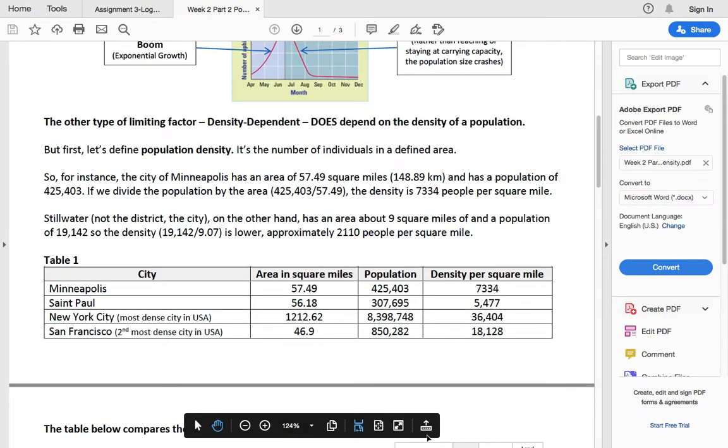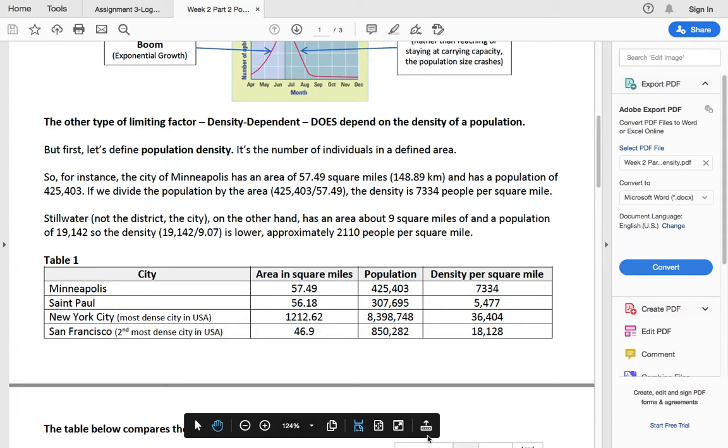The other type of limiting factor is density dependent. This is a factor that does depend on the density of a population. But first, let's define what population density is. It's the number of individuals in a defined area.